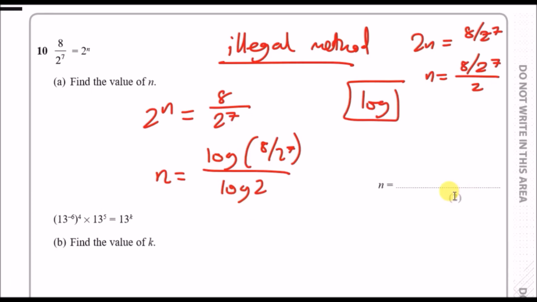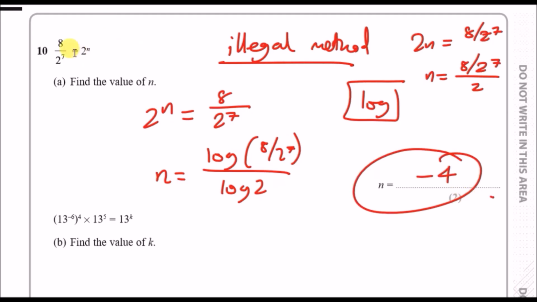So how do we go, guys? The log button is on your calculator. So I'm going to just do this as well. Log of 8 over 2 to the power 7, over log 2, and you should get minus 4. And this is actually the correct answer.